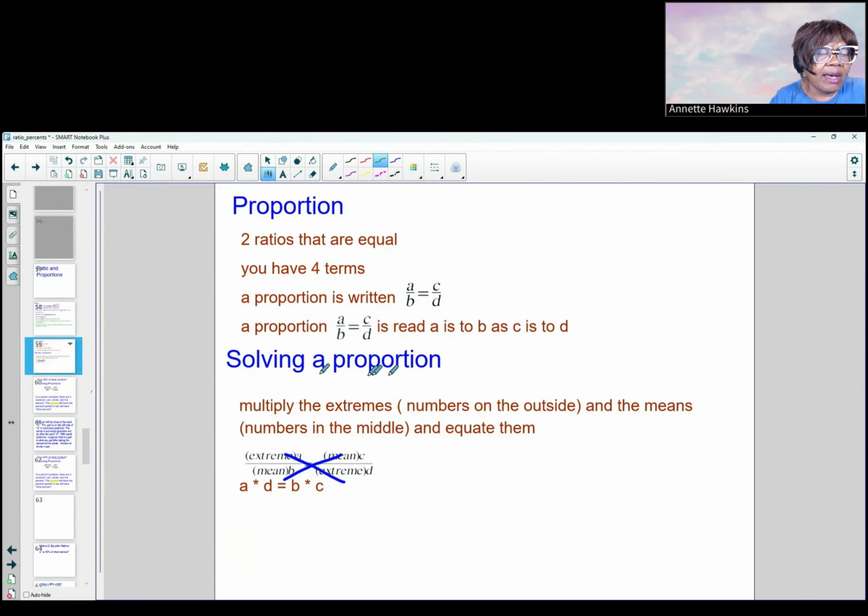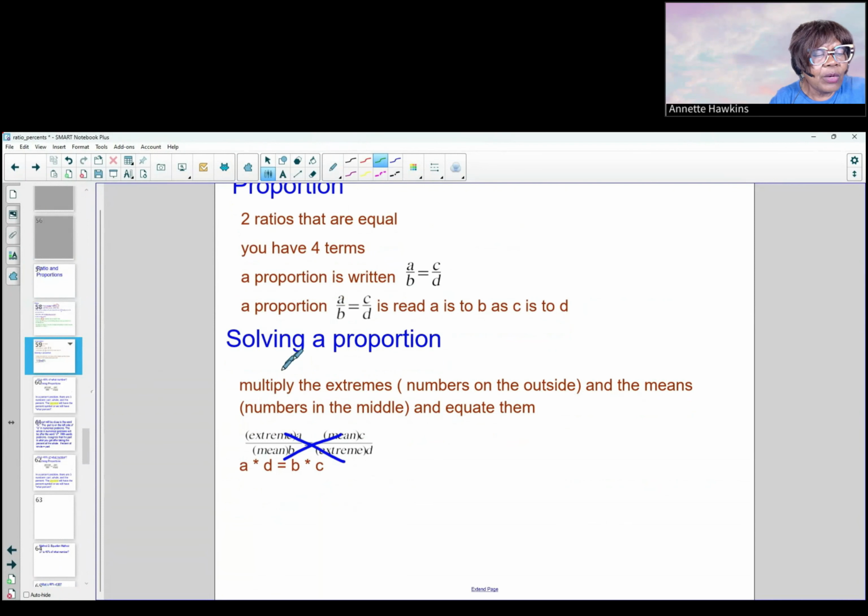Now, how do we solve a proportion? Okay? We multiply the extremes, and the extremes are the first and fourth terms on the ends, and the means are in the middle. We multiply them and then we solve. So A times D equals B times C. Okay, that's how we would solve a proportion.